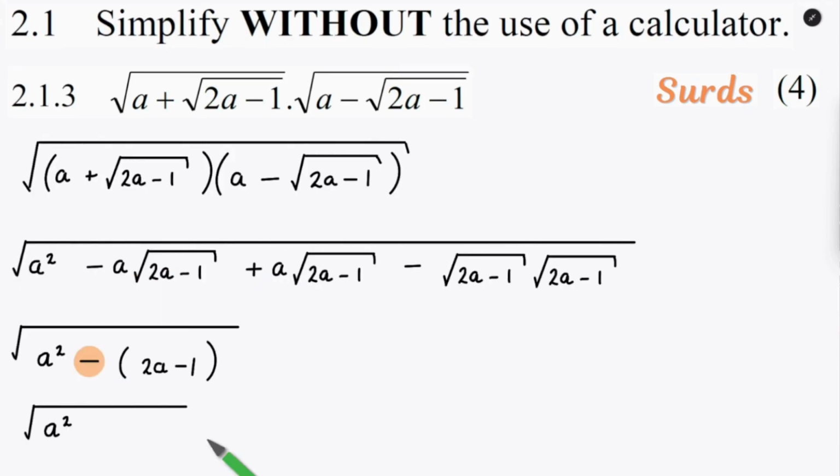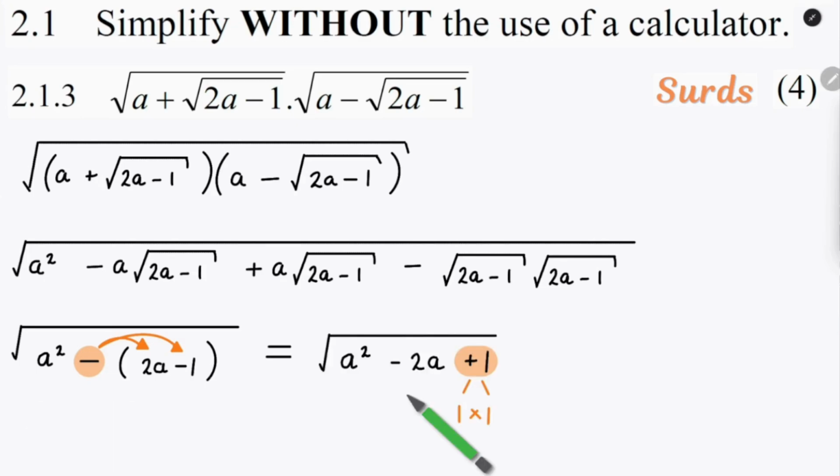So let's grab it and distribute it quick. We're just going to get a sign change happening there. So minus 2a plus 1. Now we're going to work on factorizing this trinomial to hopefully cancel out the square root. And I'm just going to move the trinomial here to start off that process.